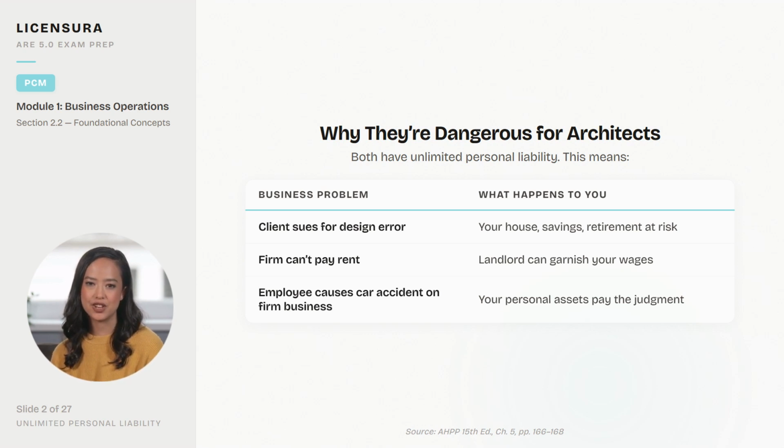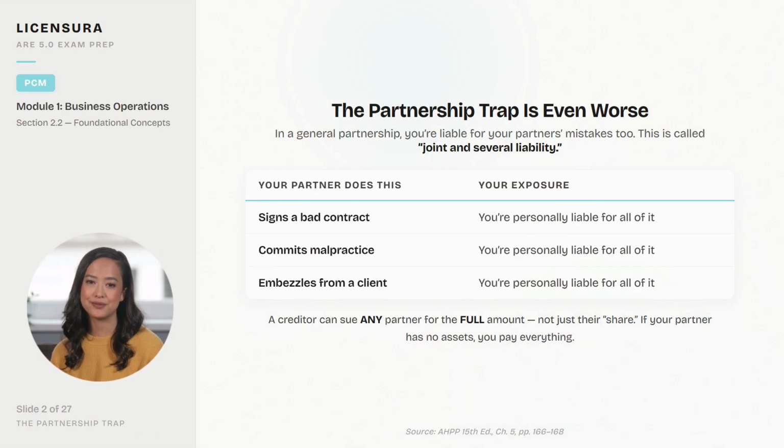Think about what that actually means in practice. A client sues for a design error, your house, your savings, your retirement fund, all at risk. The firm can't pay rent, the landlord can garnish your personal wages. An employee causes a car accident while on firm business, your personal assets pay the judgment. There's no wall between you and the business, so everything you own is fair game.